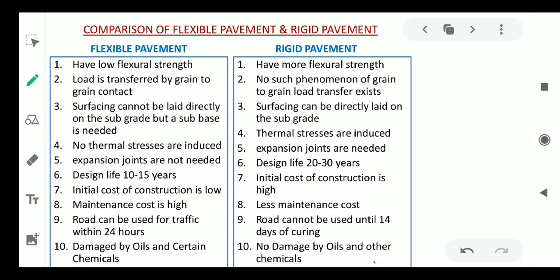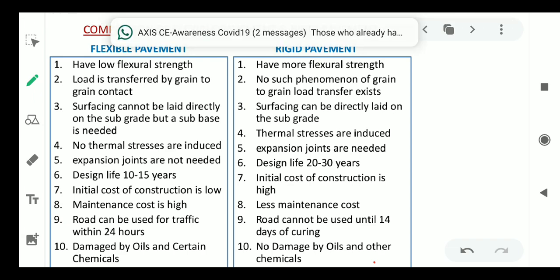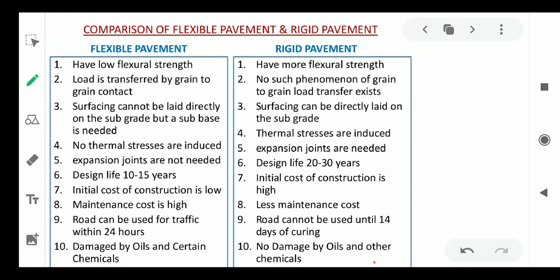And another reason is flexible pavement is more pervious compared to the rigid pavement. So the water which percolates or seeps through the surface travels through the subbase, or the subbase is used as a drainage layer.